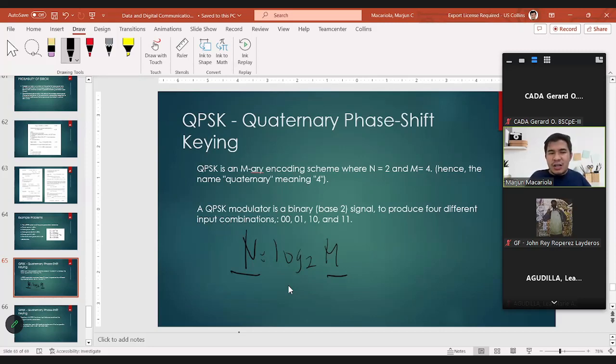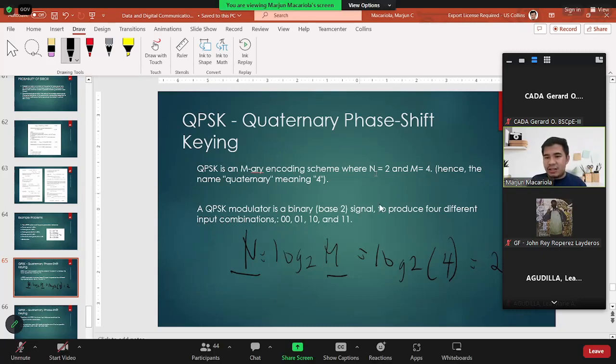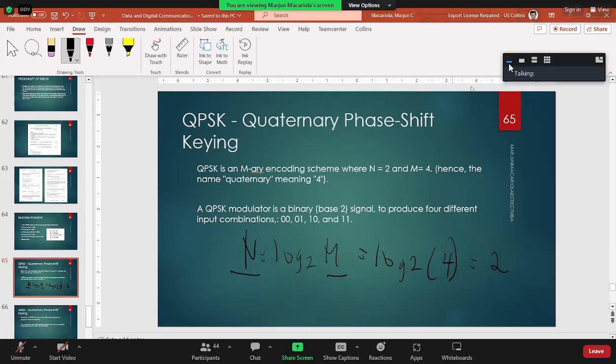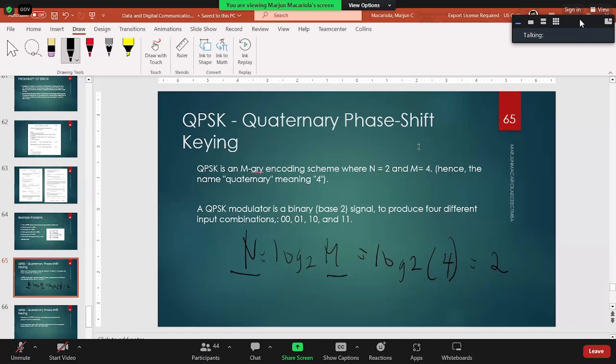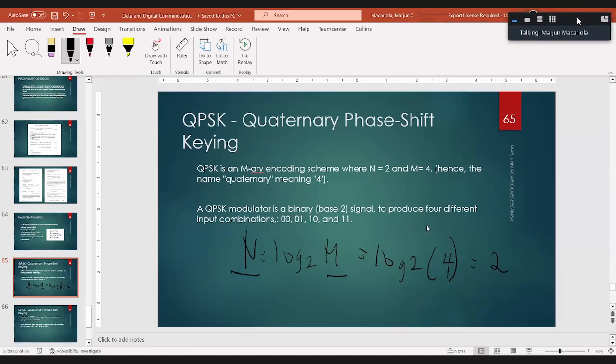Okay? So the number of combinations in a QPSK is 4. So that is log 2 of 4. Okay? So when you calculate this, you're going to have 2. So that is why the number of bits necessary in a QPSK modulation is 4. Sorry, I mean 2. Okay? Nakuha? Nagets po? Yes po. Hello? Yes po, sir. Okay.